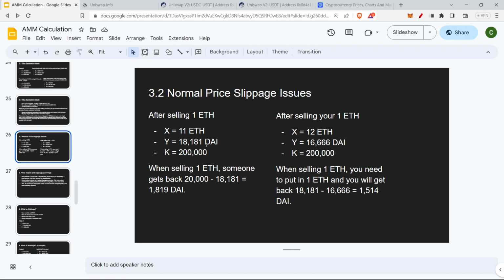Sandwich attack is not the only problem in not setting price slippage. There's also normal price slippage issues. For example, let's say another person sold one ETH before you and then you sell it. Instead of getting 1.819k DAI back, you only got 1.514k DAI back. So if you can see here, he sold it first, he got 1.8k, you sold it next, you got 1.5k. And if another person sells one more ETH, he'll get less, and the amount will get lesser and lesser.